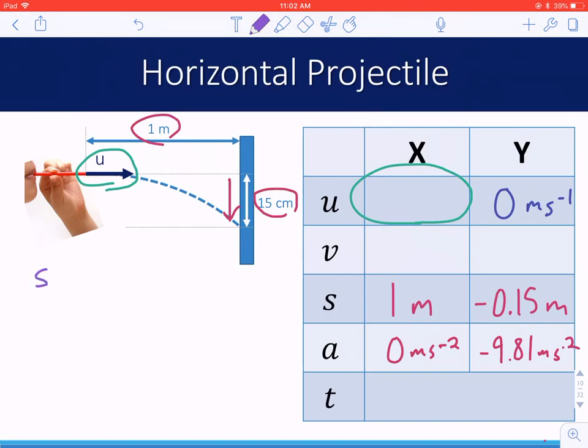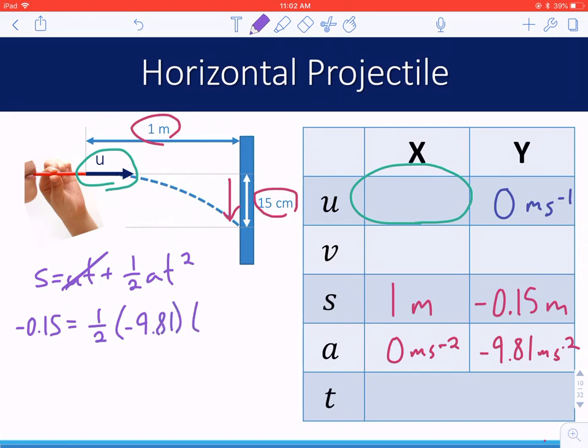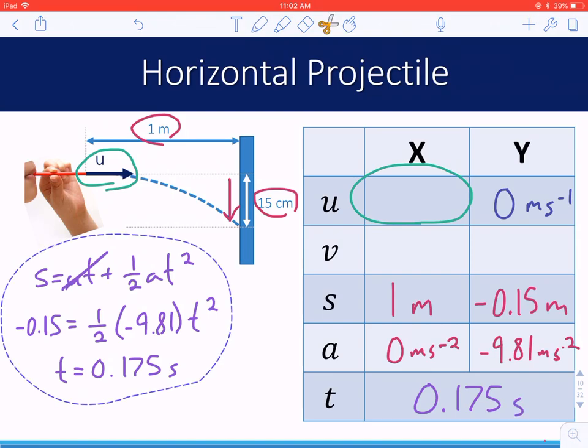To do that, I'm going to use this equation: s is equal to ut plus 1/2 at squared. S is negative 0.15. U is 0, so that just cancels out, and I'm left with 1/2 times a negative 9.81 times t squared. Solving for t, I get time is 0.175 seconds.